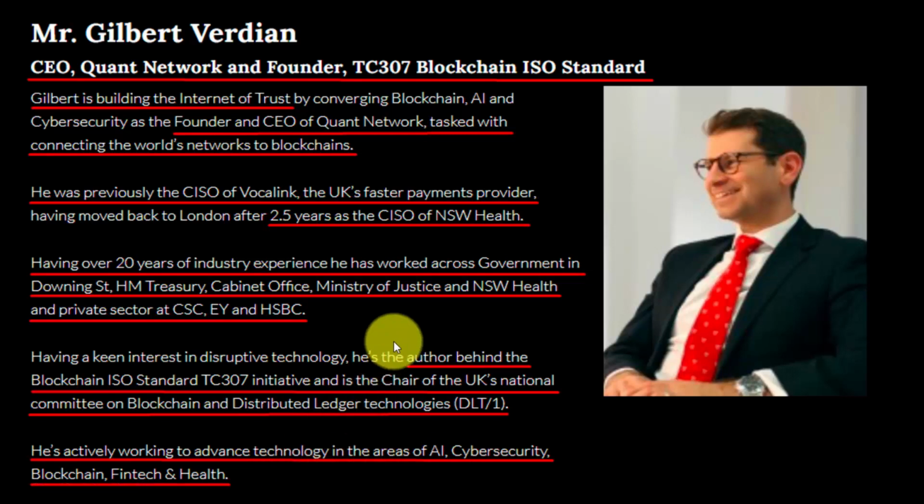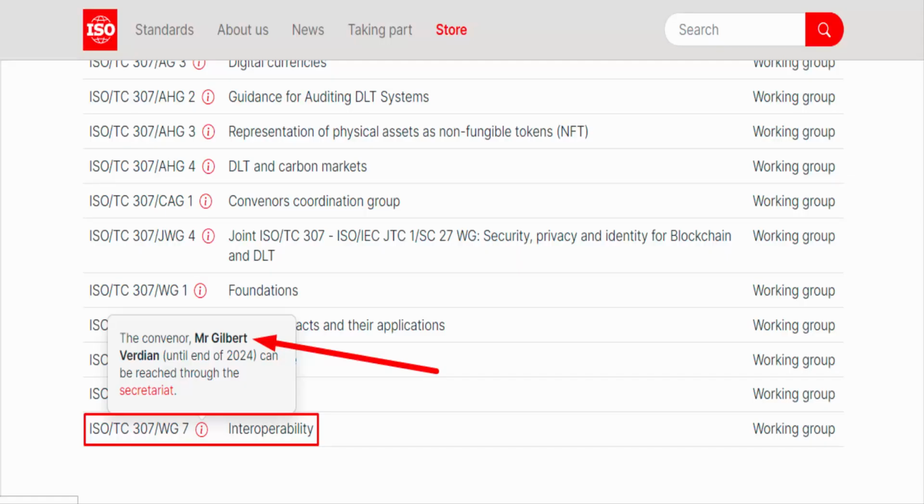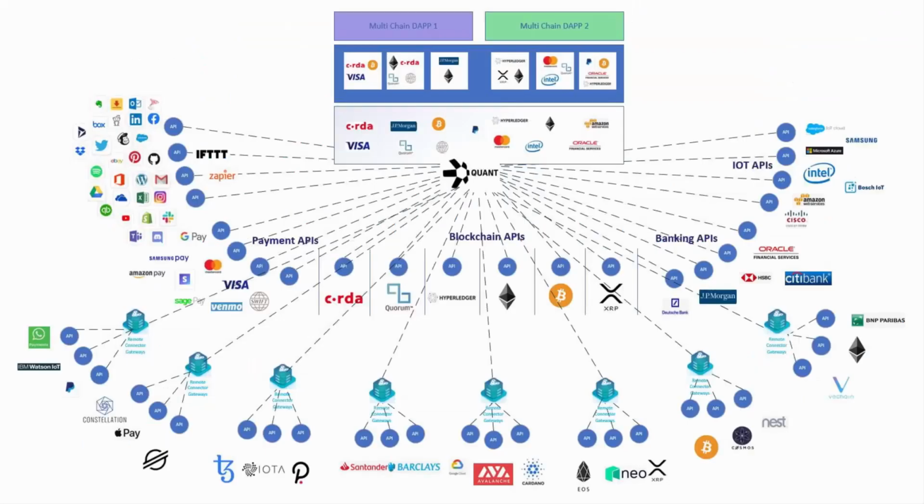So now does it make sense why Gilbert is the convener of the ISO TC307 part that is focused on interoperability? And when you look at what he's building, Quant Overledger, that's designed for interoperability, it makes a lot of sense now why he has that position, and it seems like they're putting the right man for the right job. So it should be pretty clear why Gilbert Verdian is connected to interoperability within ISO TC307.